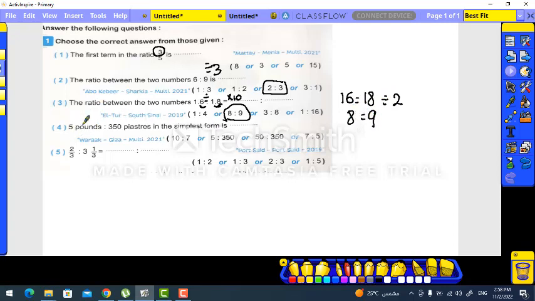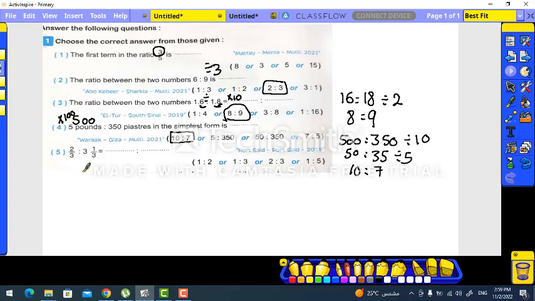5 pound 350 piastres in its simplest form, so it will be 500. Yes, because we times this by 100, so it will be here 500 to 350. Divide by 10, because we have two zeros, so it will be 50 to 35. Divide by 5, it will be 10 to 7.